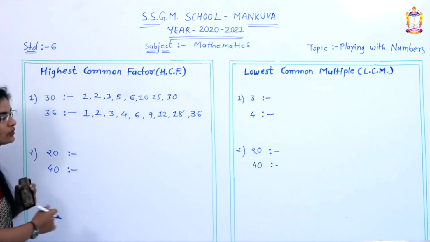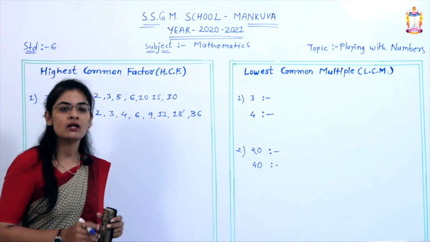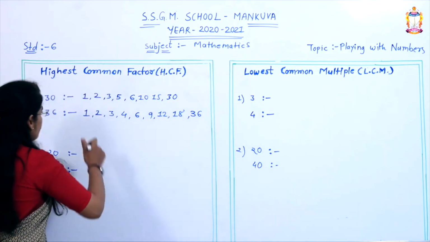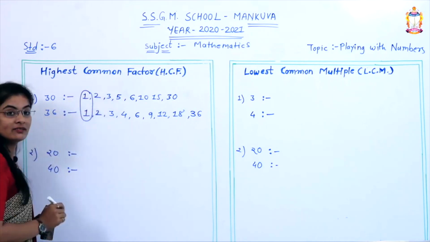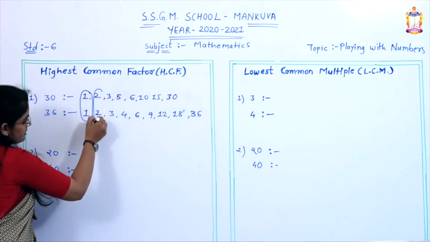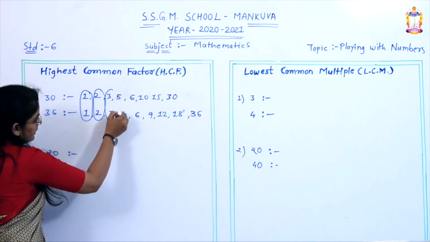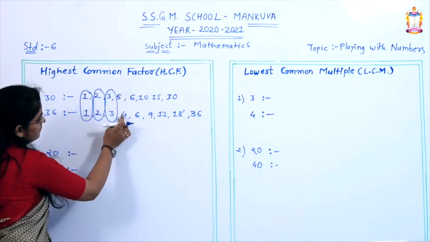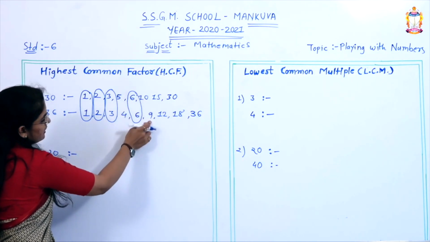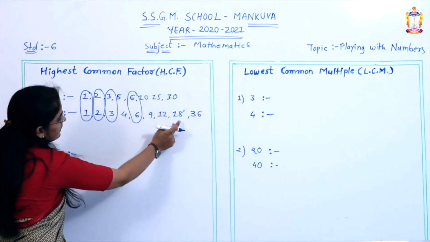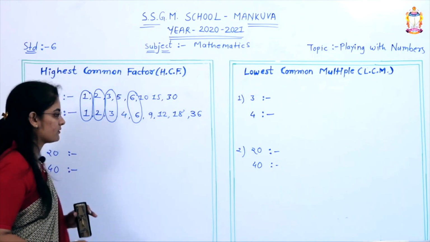Okay, so now what we have to do? We have to find common factors. इट मीन्स 1 इसमें भी है, इसमें भी है, राइट? 2 इसमें भी है, इसमें भी है. अगेन 3, 5 नहीं है, 4 नहीं है, 6 है, 10 इसमें नहीं है, 9 इसमें नहीं है, 15, 12, 30, 18 and 36. It's enough now, right?